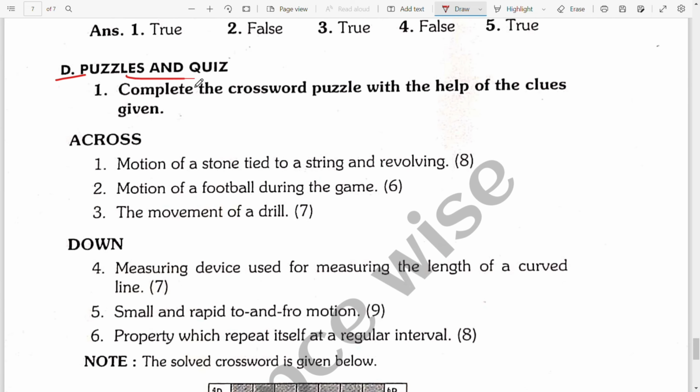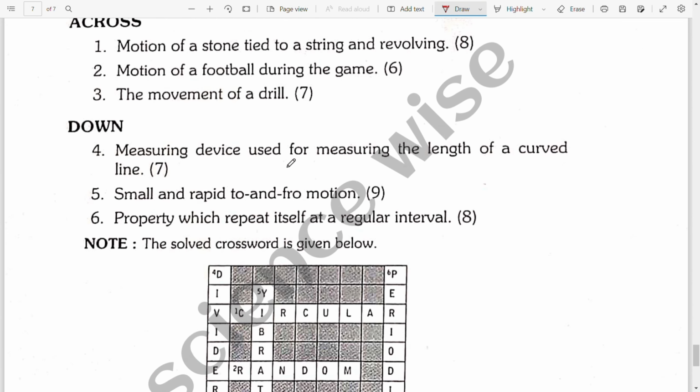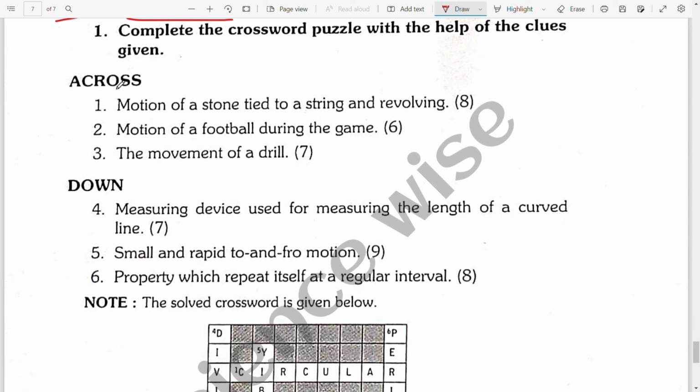D. Puzzle and quiz. Complete the crossword puzzle with the help of the clue. Across means you have to solve the puzzle from left to right. Down means you have to solve the puzzle from top to bottom.